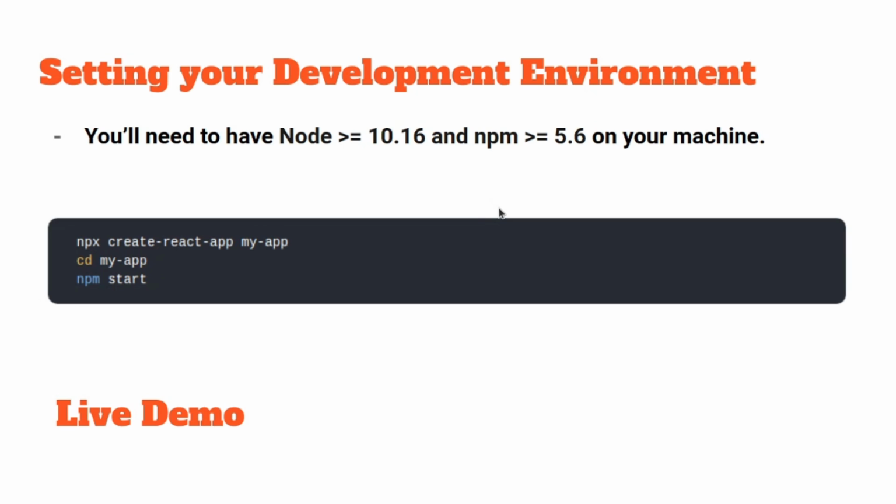Now let's get started with a very small demo. We need to create a React app. We use an application called create-react-app, specify the name of your project, change the directory into your project, and then start the React application. Note that you need to have Node version at least greater than 10.16 and npm version greater than 5.6 on your machine. I assume that you have all this in place, and then you can use this command to create a React app.